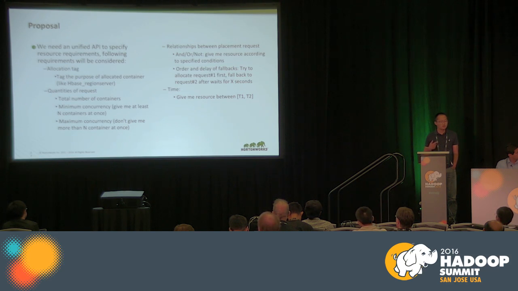And also, we should be able to specify the relationships between the placement requests, which is giving me resources that satisfy and, or, not of the requirements. And also, we want to specify the order of the fallback, which is giving me request A first, and if I cannot get A, fall back to request B, something like that. And also the time condition, which is to support reservation: give me resources between time 1 and time 2.